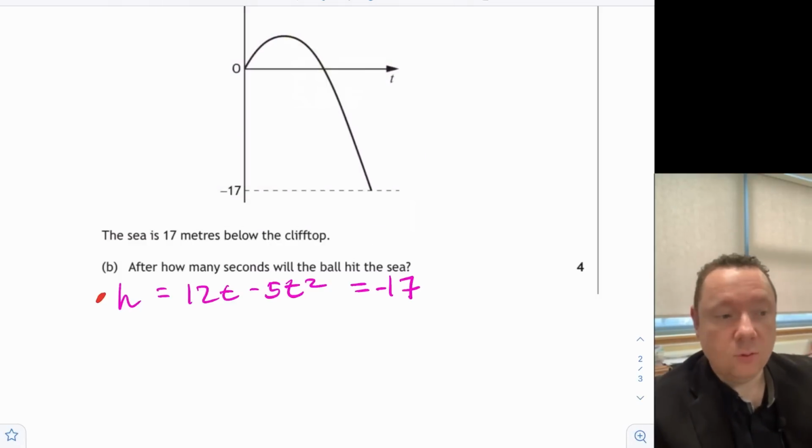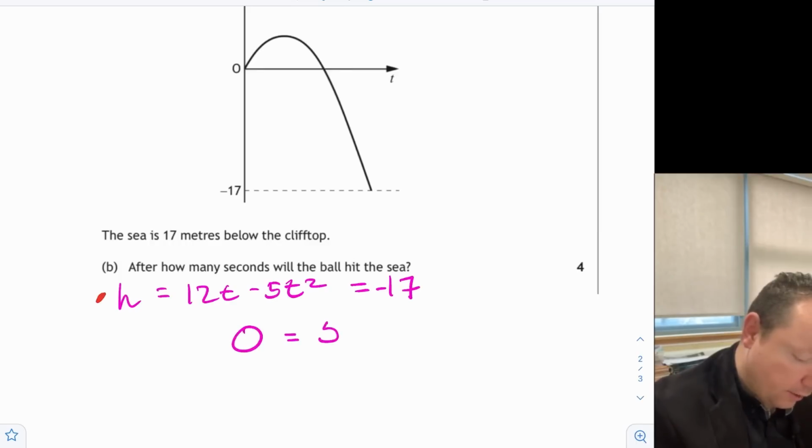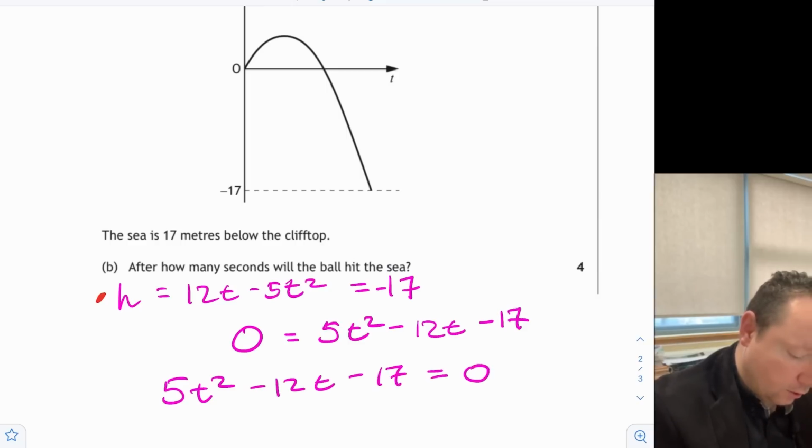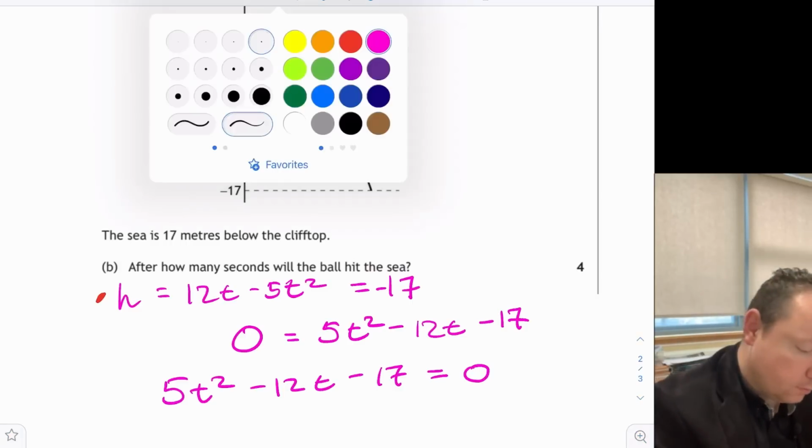Part 2 then says once we've got our equation, we just need to solve that equation in a normal way. So this is a quadratic. If I move everything to the right hand side, I'll get 0 on this side. I'll get 5t squared minus 12t minus 17, or in the more familiar way, 5t squared minus 12t minus 17 equals 0. So that's a quadratic that we can now solve.